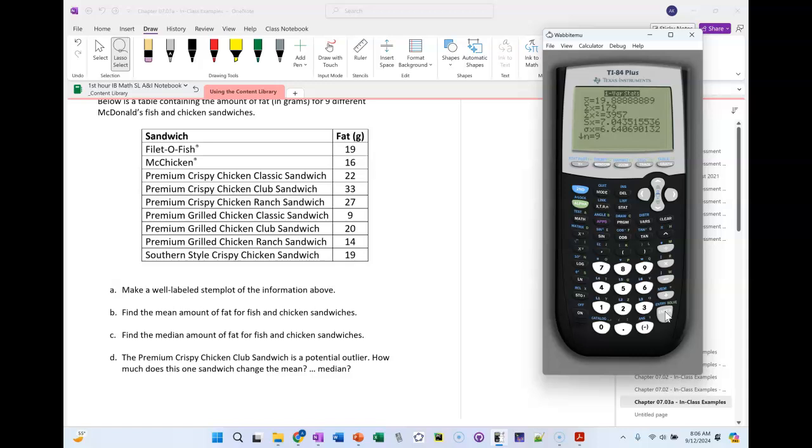Which one's the label for median? Well, if you scroll down, it says MED for median.